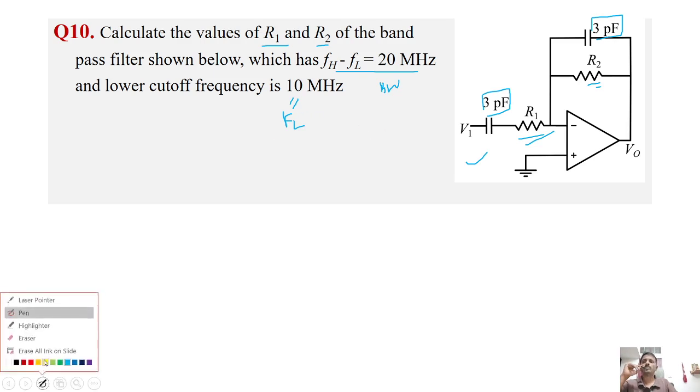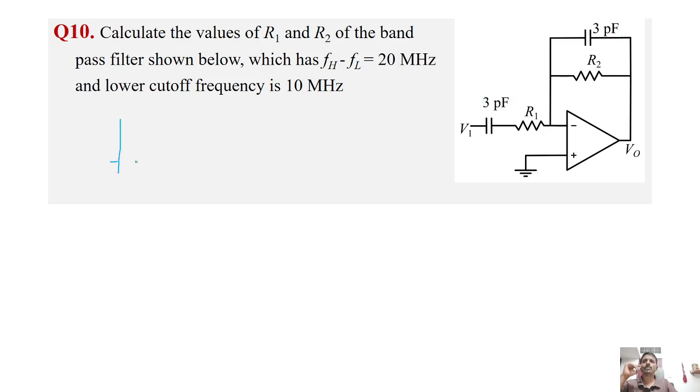So from the given data, we'll deduce something. Since this is a band pass filter, its Bode plot will be somewhat like this, right? This will be the lower cutoff frequency FL, and this will be the higher cutoff frequency FH. FL equal to 10 mega, and given FH minus FL is 20, so FH will be equal to 30 megahertz. So we have got 30 from here, and FL is 10 megahertz. Okay, now how to find R1 and R2?